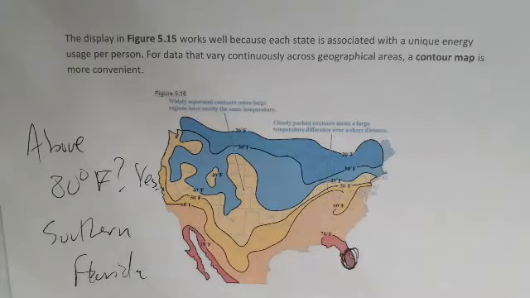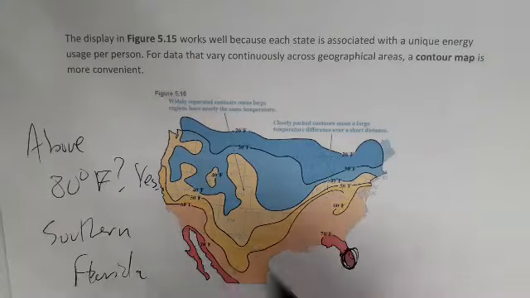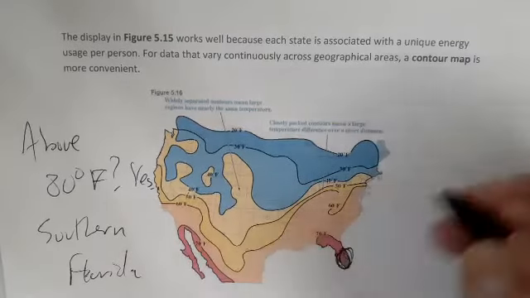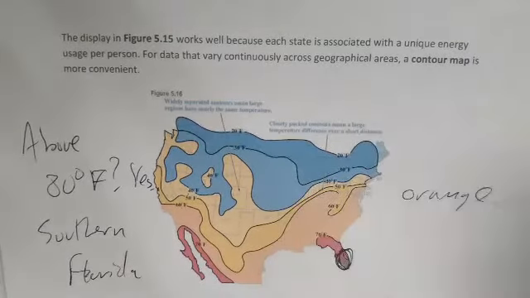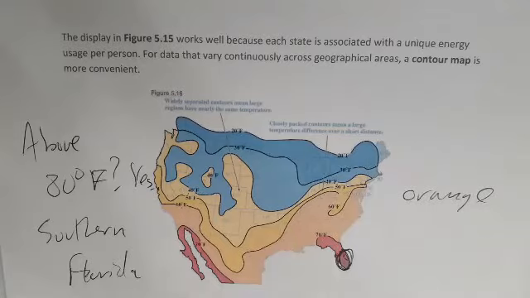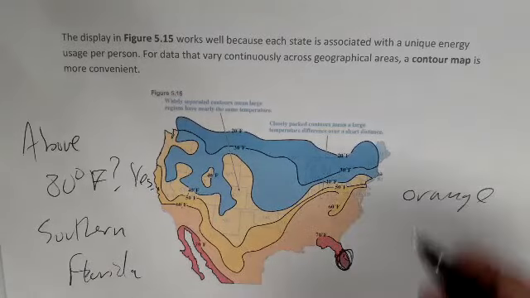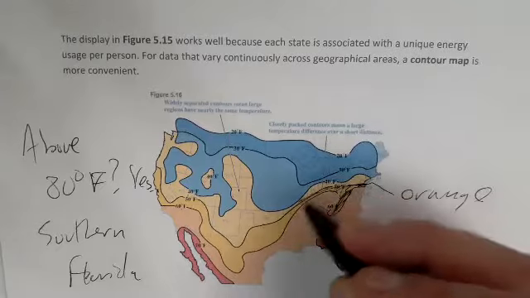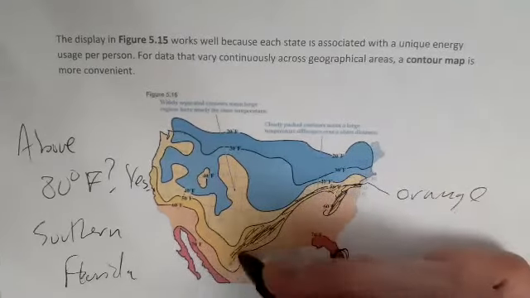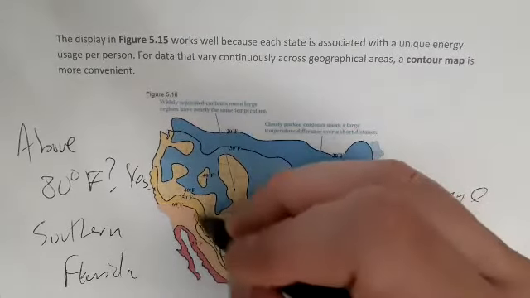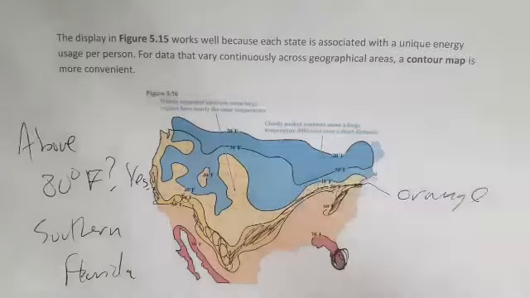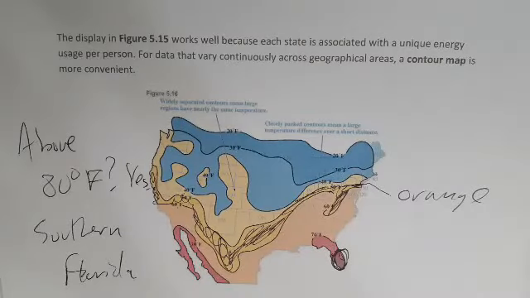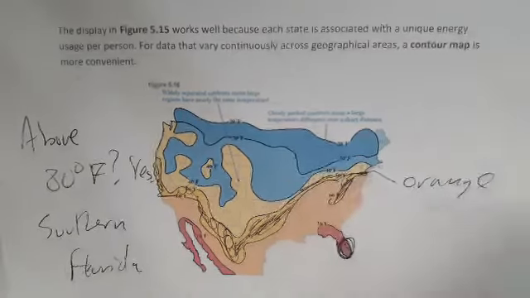What color represents temperatures from 50 to 60? If we're looking from 50 to 60, it is that orange color. I'm looking right here, all along here, all in here. And this is the 50 to 60 range. Okay.